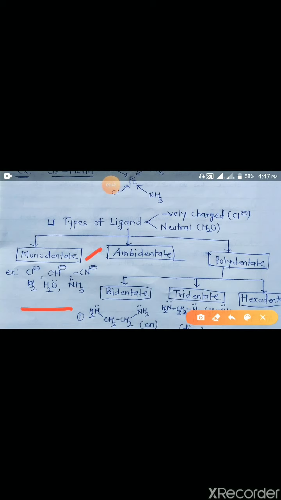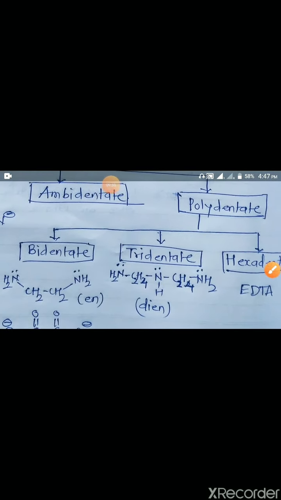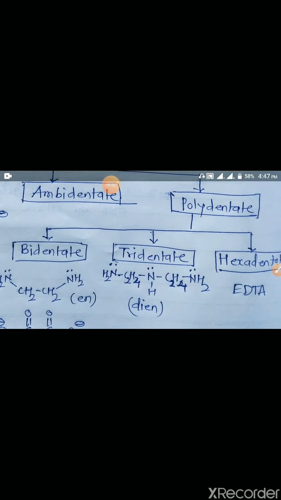Now next is polydentate ligand. I'll explain ambidentate later on. First we will see polydentate. Polydentate means the ligand which has more than one donor atom, that is 2, 3, 4, 6, and so on. Such ligands are called polydentate ligands.